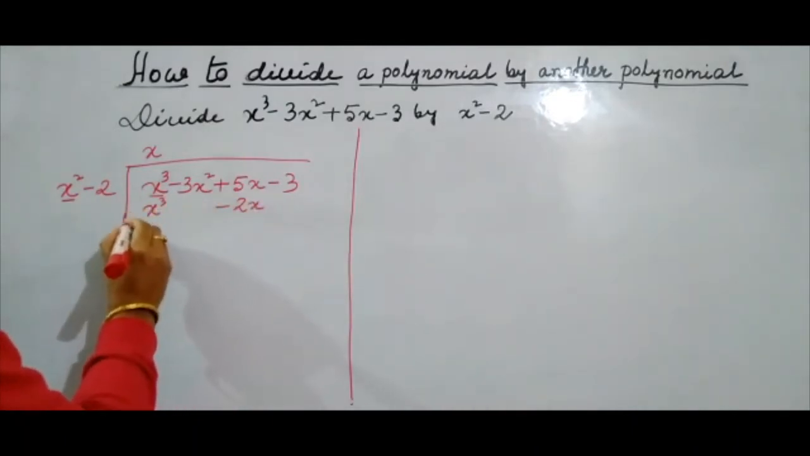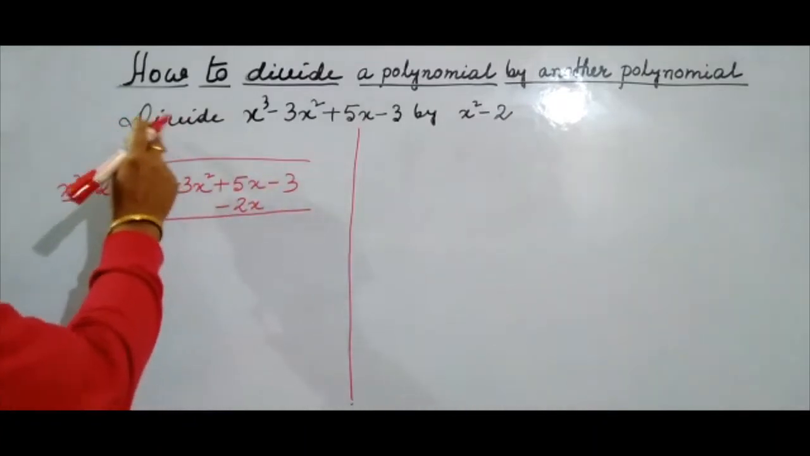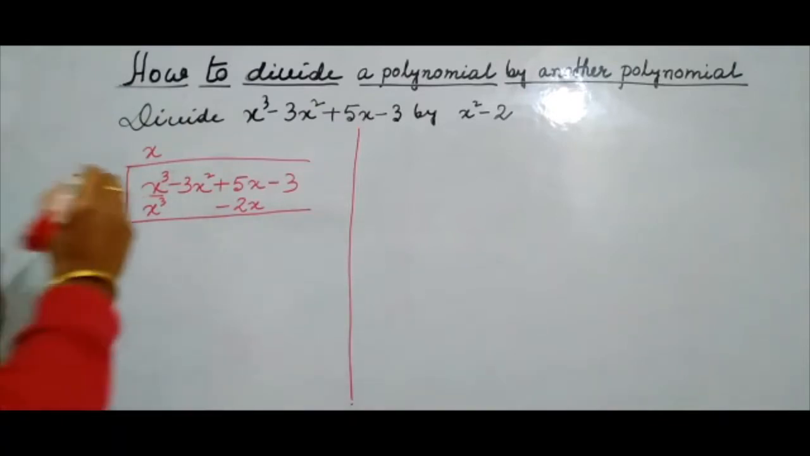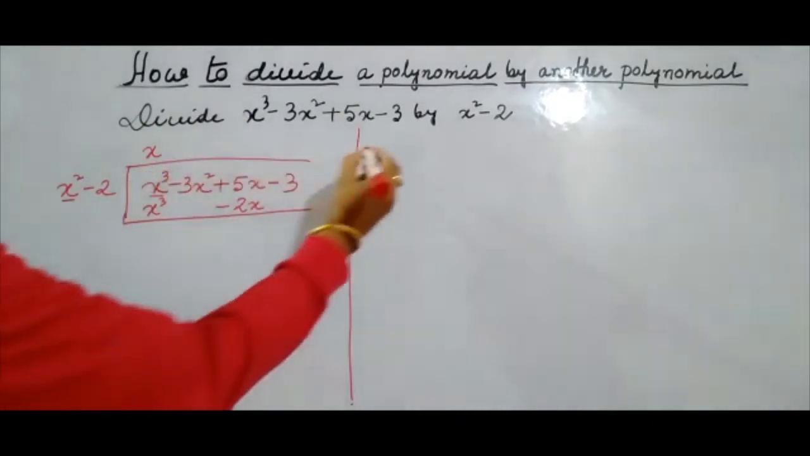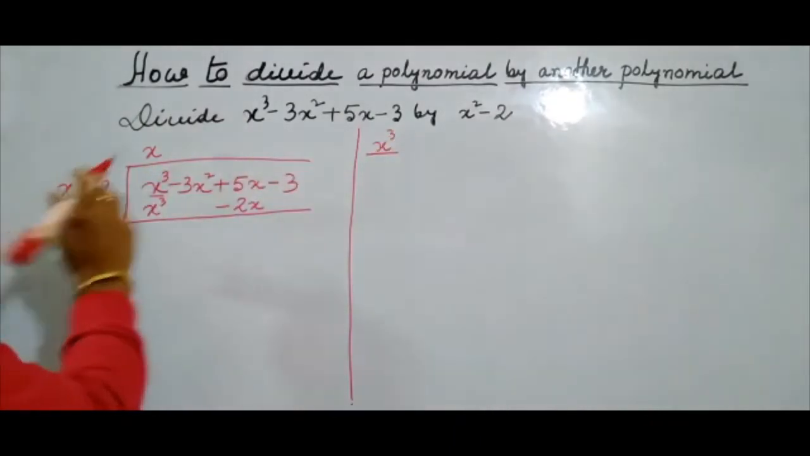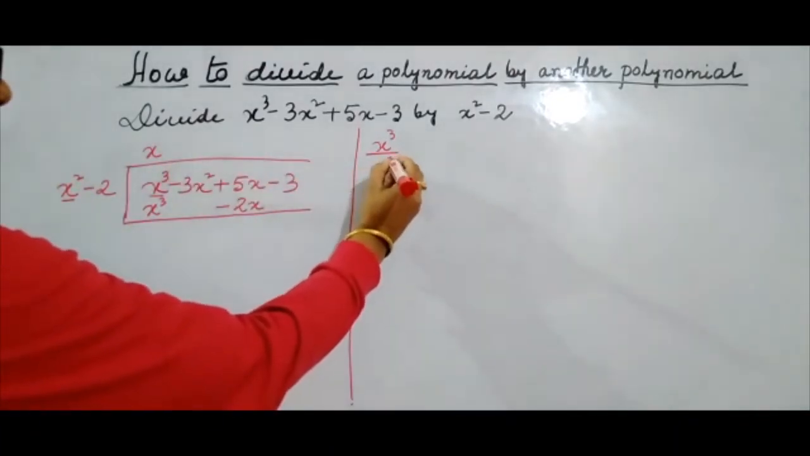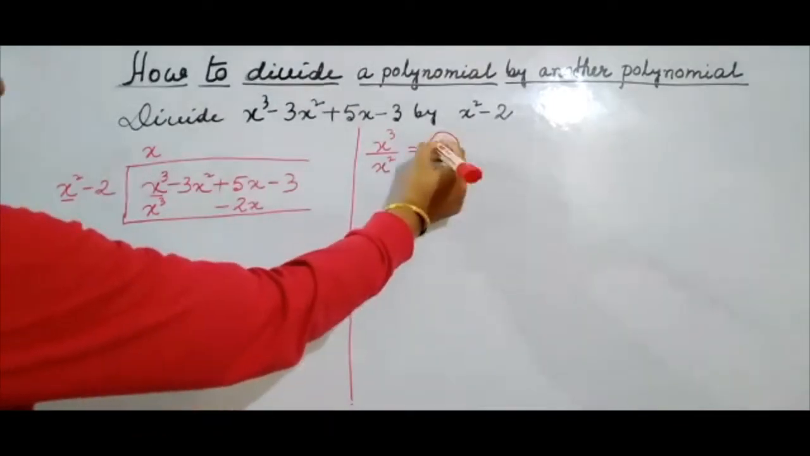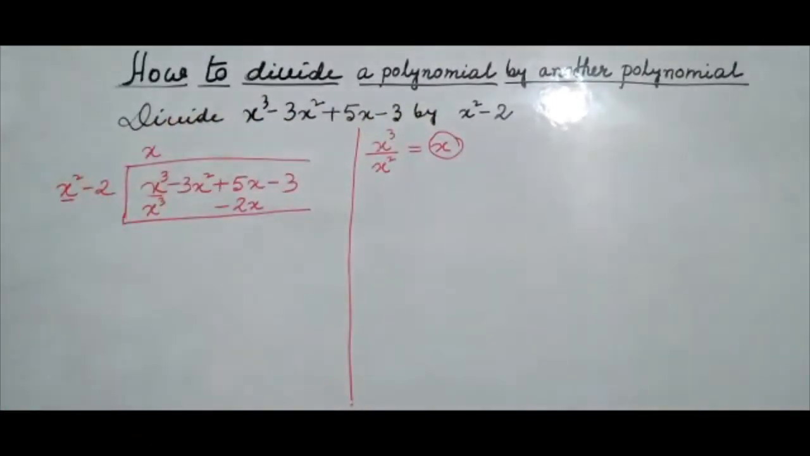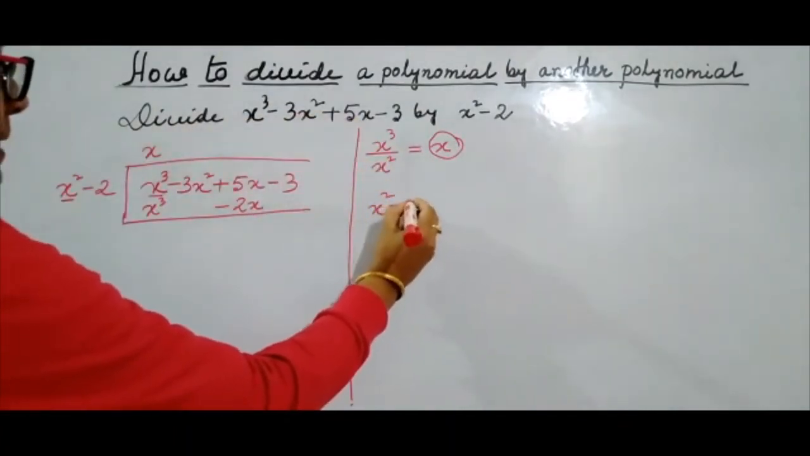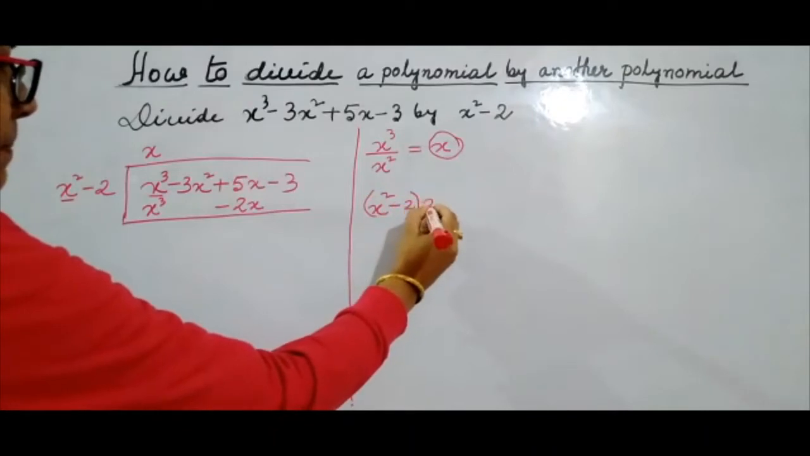Now some of you might be thinking, from where have we got this x? Very simple. I'll show you if you cannot do it directly. This first term of the dividend, x cube, you divide by the first term of the divisor, that is x square. All of you know how to divide one polynomial by another, so the answer will be x. So this x we have written here. Clear? So you can do it like this also: x square minus 2, that means you have to multiply by x.